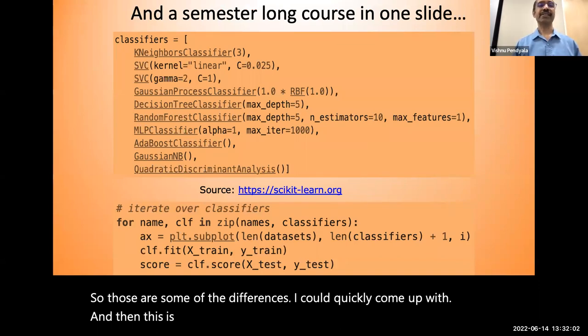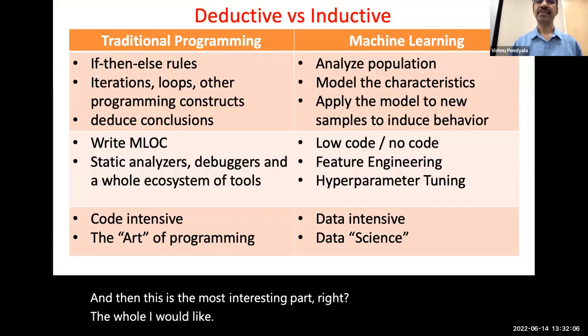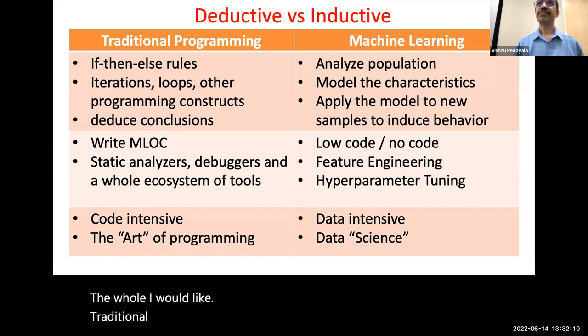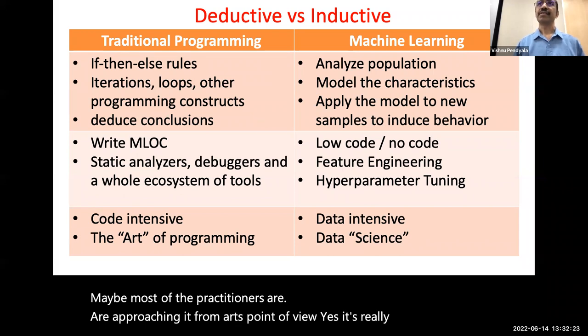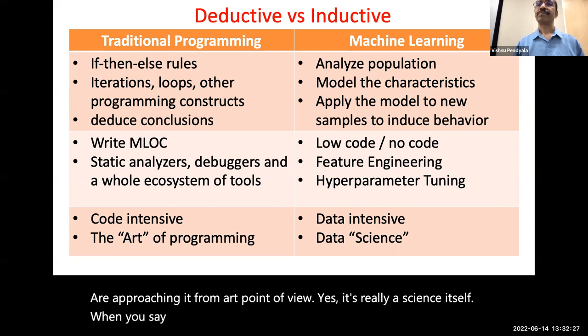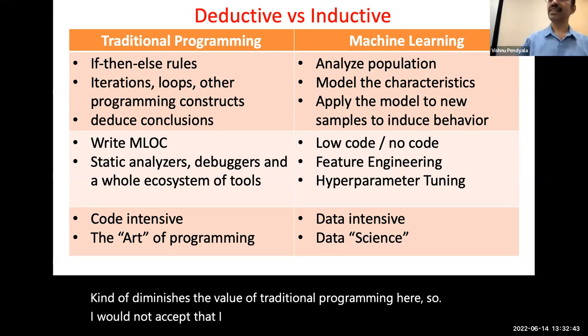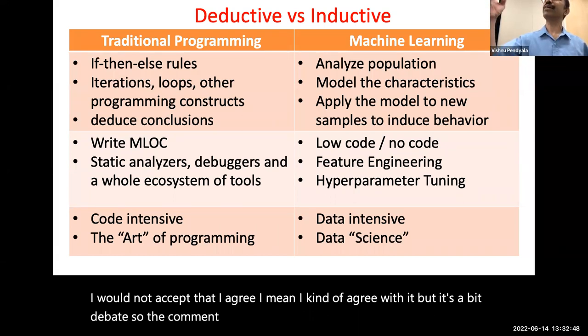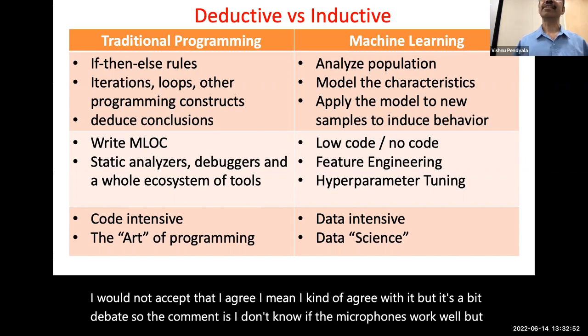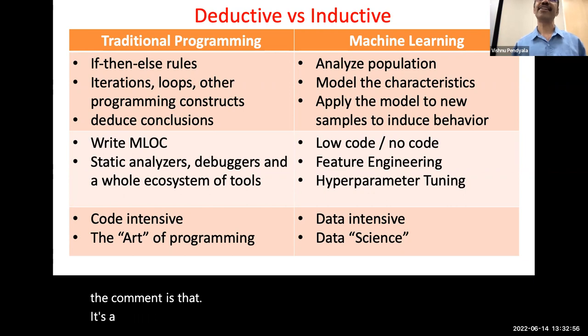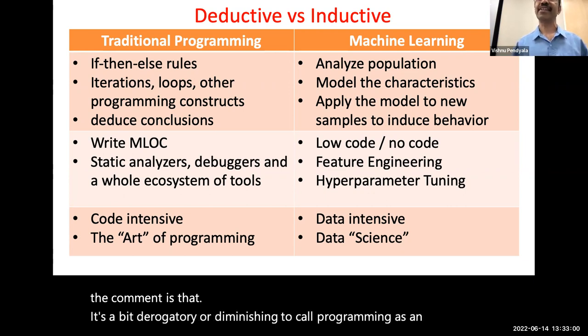Practitioners approach traditional programming from an art point of view. But yes, it's really a science itself. When you say data science and art of programming, it kind of diminishes the value of traditional programming. So I would not accept that. I kind of agree with it, but it's a bit of a debate. So the comment is, I don't know if the microphones work well, that it's a bit derogatory or diminishing to call programming an art. It's really a science. I tend to agree.